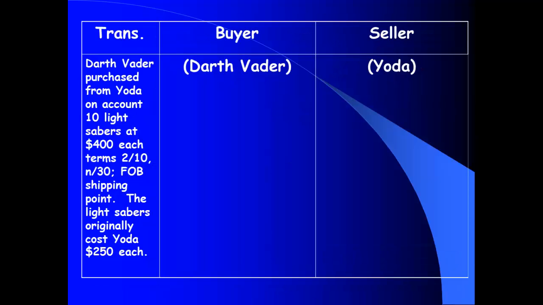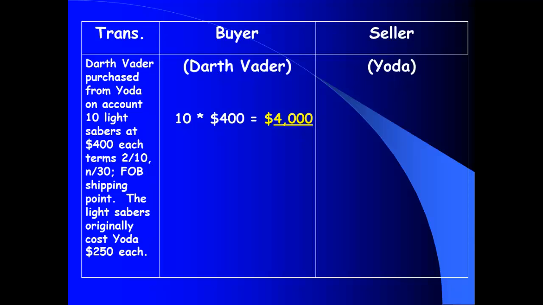First example, Darth Vader buys from Yoda on account 10 lightsabers, $400 each, 2/10 net 30, FOB shipping point. Lightsabers originally cost Yoda $250 each. But you need to write small and you need to write clearly here. Now, we're going to be the buyer first. First off, let's figure out what the amount is. Well, I bought 10 lightsabers at $400 each. It's a total then of $4,000. So I'm going to show you the amounts in this column also.